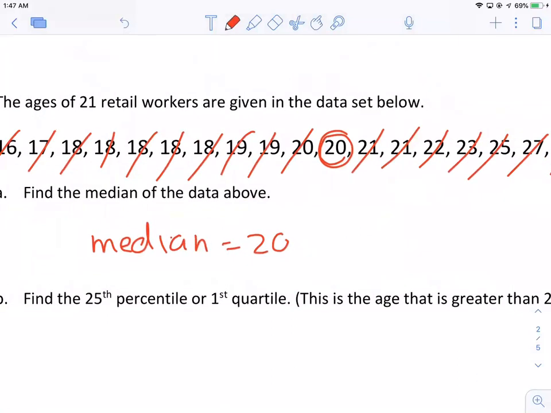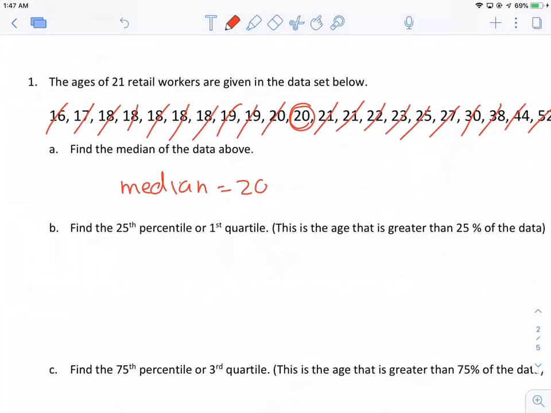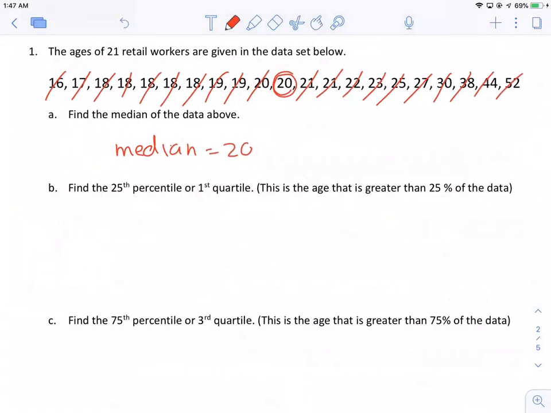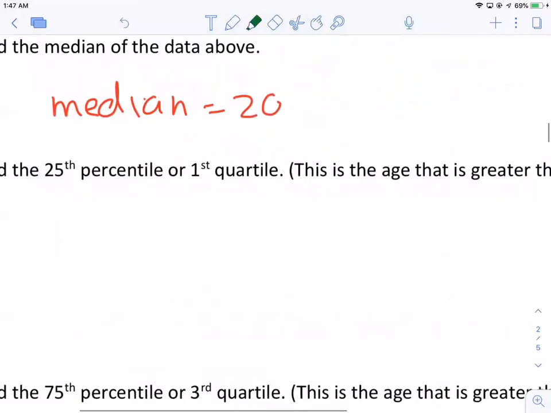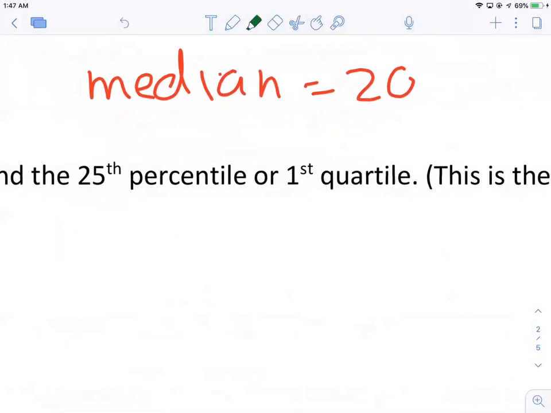Right, if you have two numbers left in the middle, if you have an even number of data values, you just take the average of the two middle numbers for the median. So now we're going to find something called the 25th percentile, which is also called the first quartile. I'm going to throw a whole bunch of vocabulary at you, but hopefully it's not too bad.